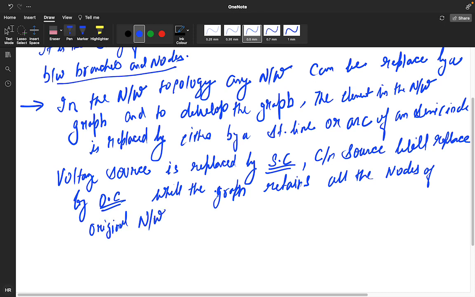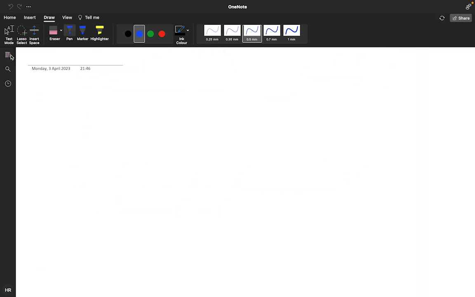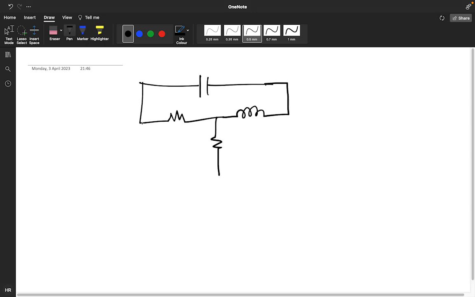So guys, what you have understood from this, I am giving you one simple network and the network looks like this. This is your capacitor, this is your resistor, and this is the network, positive and negative. So here what you see, is the number of branches greater or the nodes? Nodes are fewer, branches are greater.